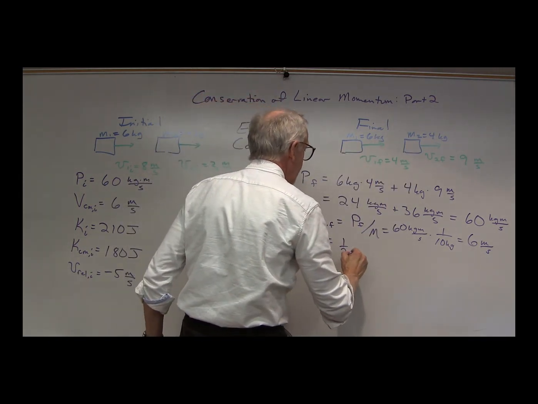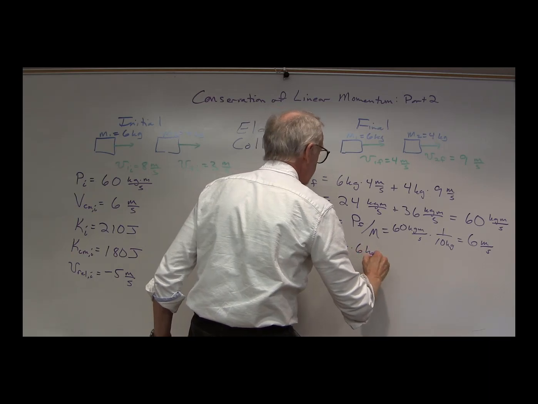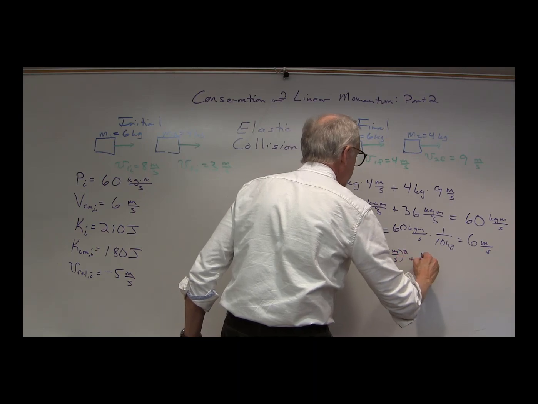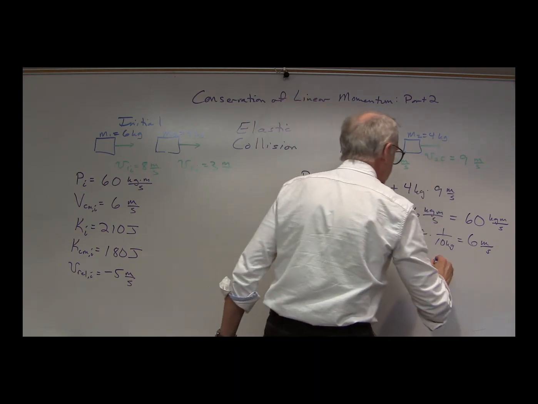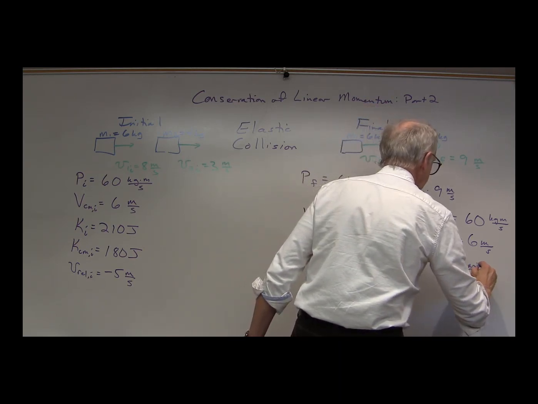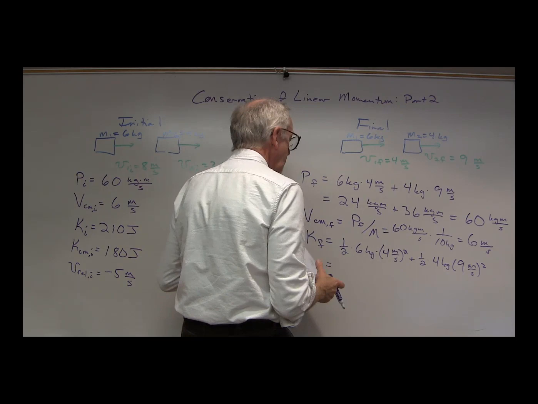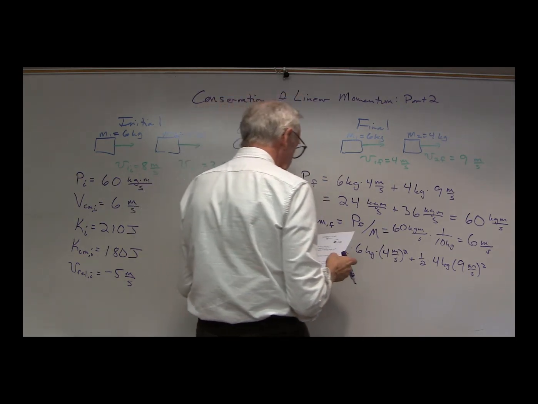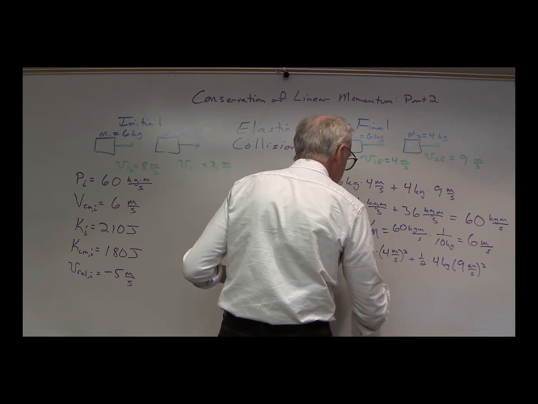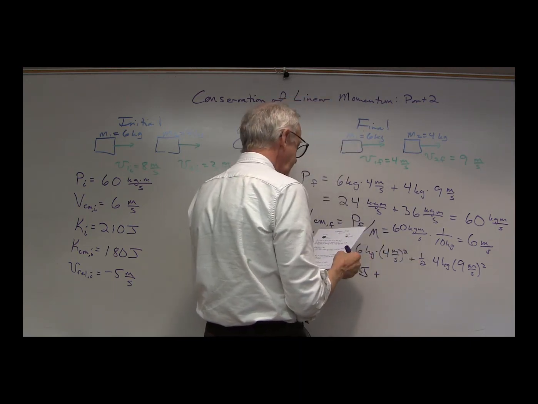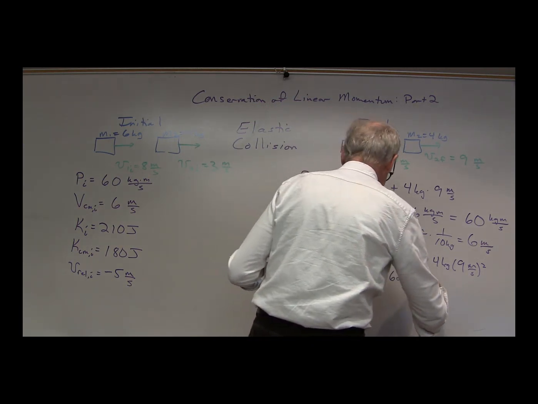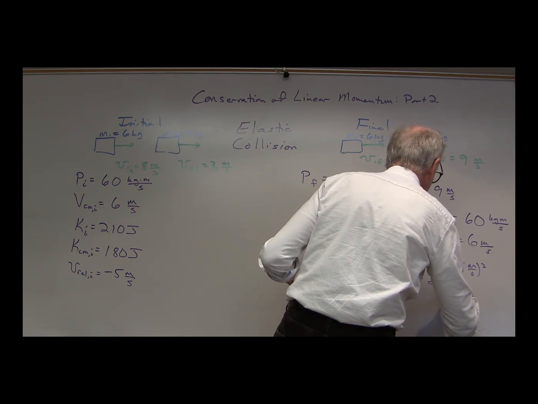So that would be 1/2 times 6 kilograms times 4 meters per second squared plus 1/2 times 4 kilograms times 9 meters per second squared. And that's going to give us 1/2 times 6 times 4 squared gives us 48 kilogram meter squared per second squared, or joules, plus 1/2 times 4 times 9 squared is 162. 48 plus 162 is 210 joules.